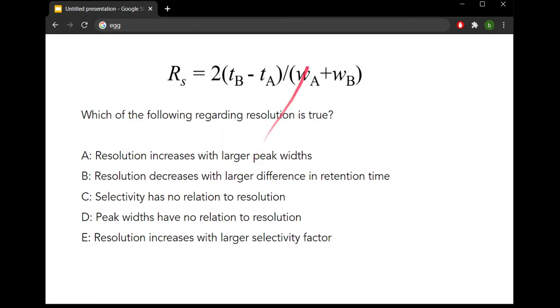Last question, a math kind of question. If we take a look at the resolution formula up here, RS, which of the following is true? Here's a hint. If you look at the numerator, this is the difference in retention times, while this is the sum of peak widths. So take a look at the question, think about it a bit, and let me know your answer in the chat.